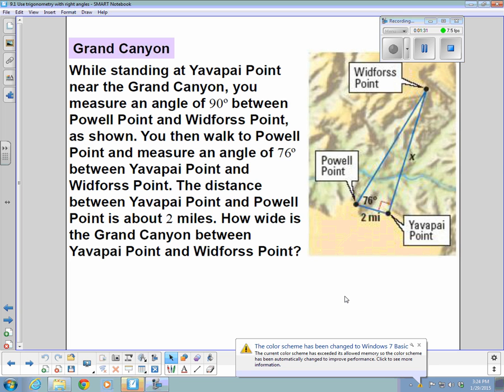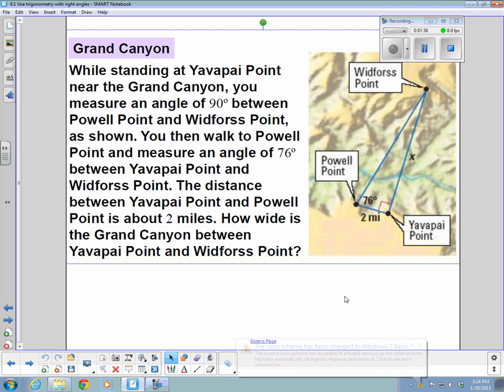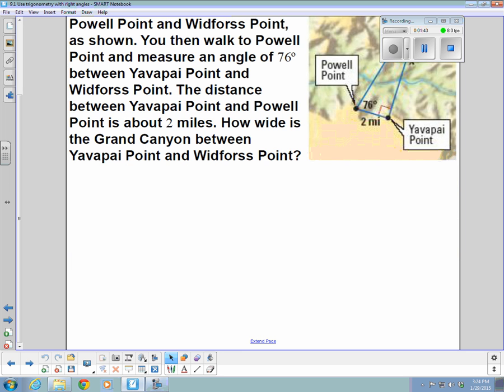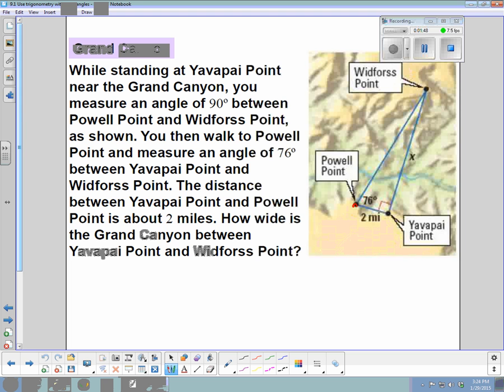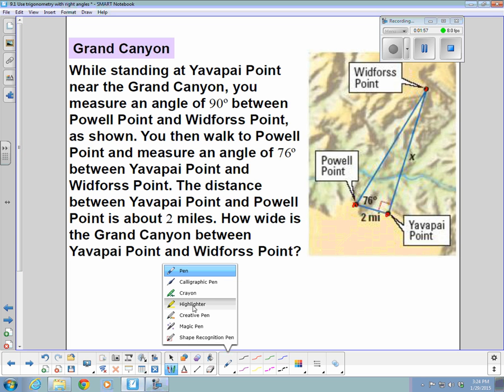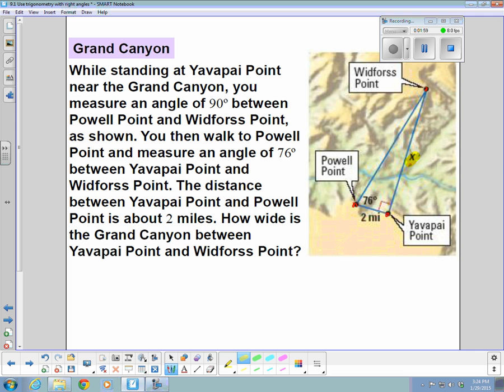A lot of words there, but the good thing is they gave you a nice picture. So the picture will end up being really helpful. Let's move this down, give myself some more room here. So here we go. We got a point here, a point there, and a point there. So it's a triangle, and it's a right triangle. And we're looking for this distance x. Let me highlight it so you can see what we're looking for. We're looking for that x, and we're given that. So just take that word problem and solve it like regular.